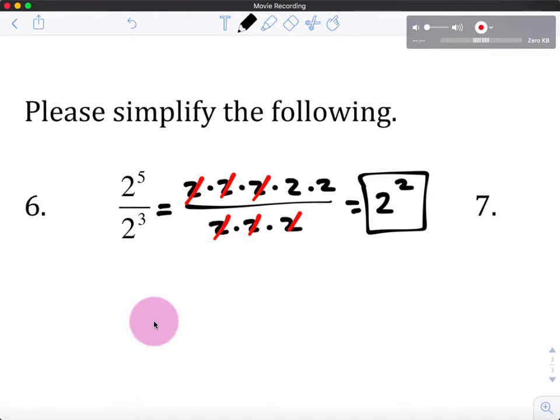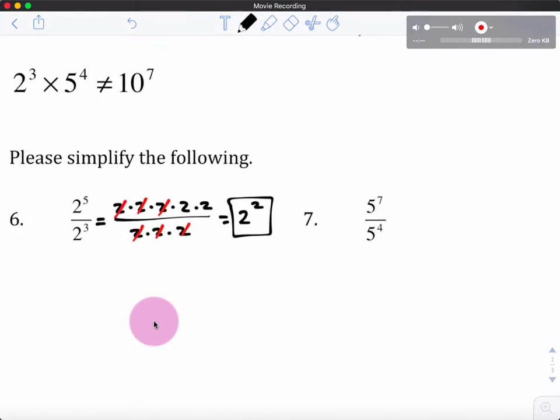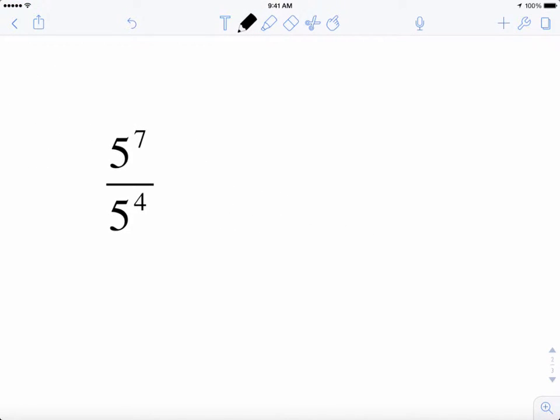All right, not so bad. Maybe you're going to notice some patterns again. All right, let's check out our second example. Once again, all nice positive exponents.